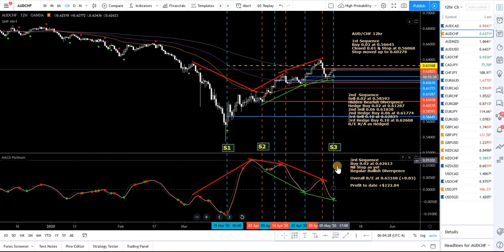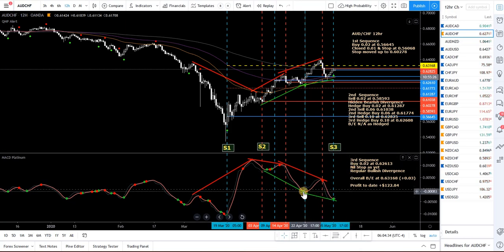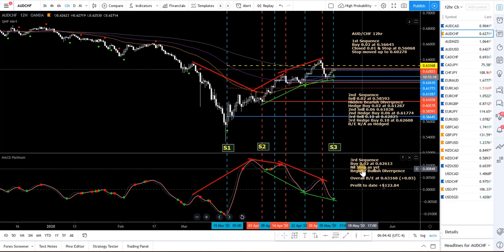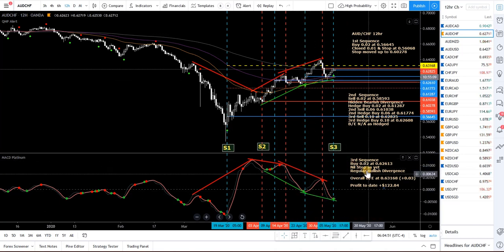And also commenced a new sequence, sequence 3. So that was a buy. It's based on regular bullish divergence. I would say that's hidden bullish divergence. I'm going to have to change that. That is hidden bullish divergence. Price is going up, MACD Platinum's going down. So I'll change that. Sorry about that.